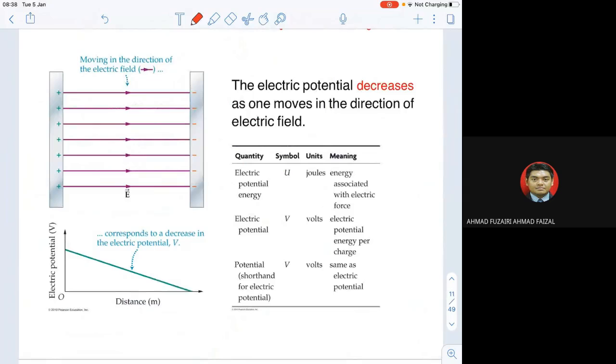All right, so what is the significance when we learn about electric potential energy? First of all, consider a parallel plate capacitor. When we have two parallel plates that contain different charges, on the left side we have a positive charge, and on the right side we have a negative charge.